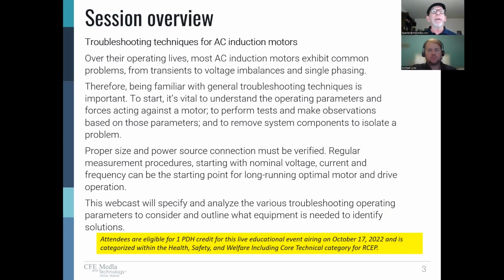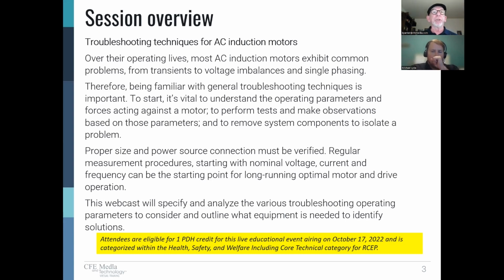Over their operating lives, most AC induction motors exhibit common problems, from transients to voltage imbalances and single phasing. Therefore, being familiar with general troubleshooting techniques is important. To start, it's vital to understand the operating parameters and forces acting against the motor, to perform tests and make observations based on those parameters, and to remove system components to isolate a problem. Proper size and power source connection must be verified.